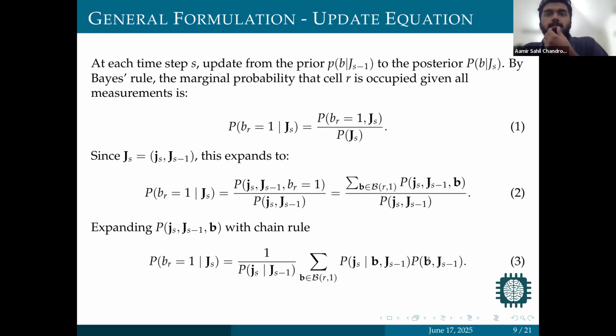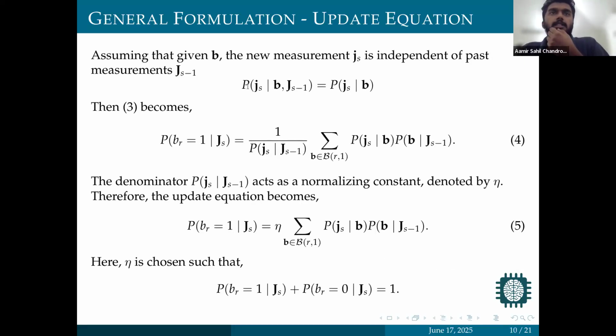And here they again make one more assumption, and that is to say that the probability of JS given B intersection J_{S-1} equals P of JS given B. I'm not sure about this assumption, but what I think is that they are basically assuming that the environment is static.